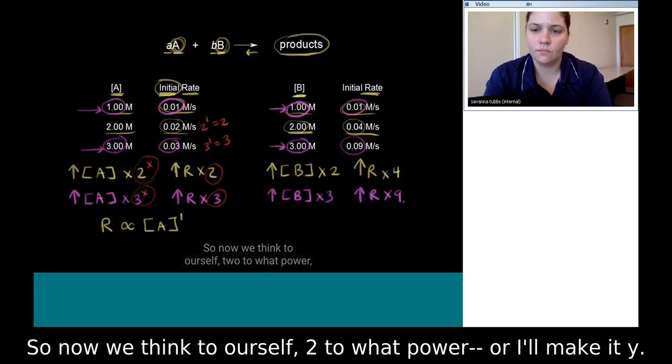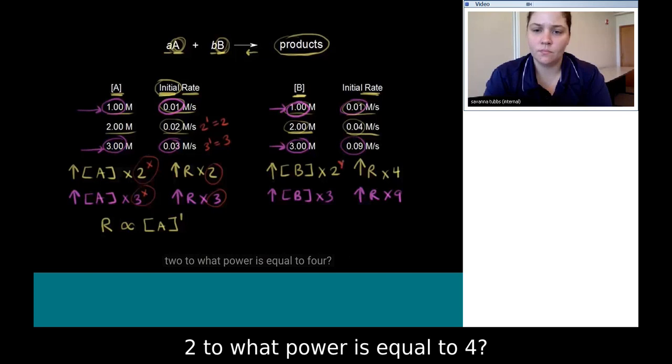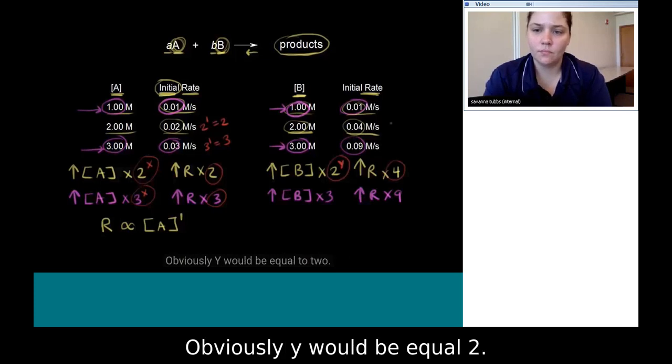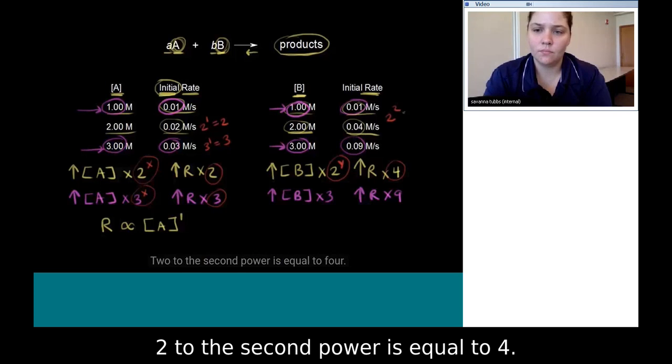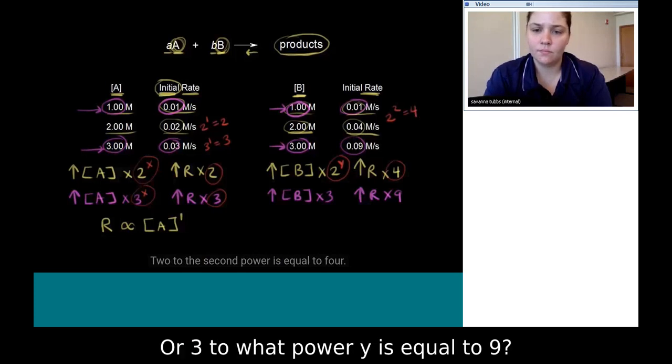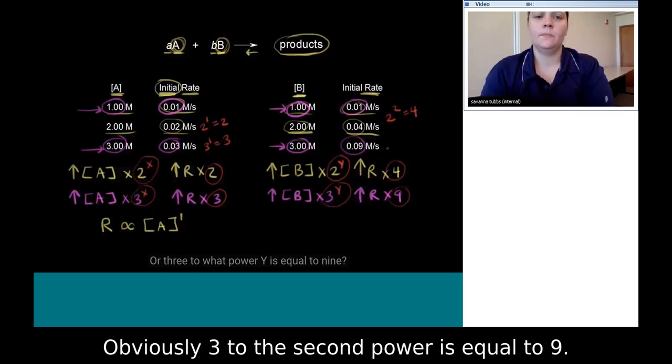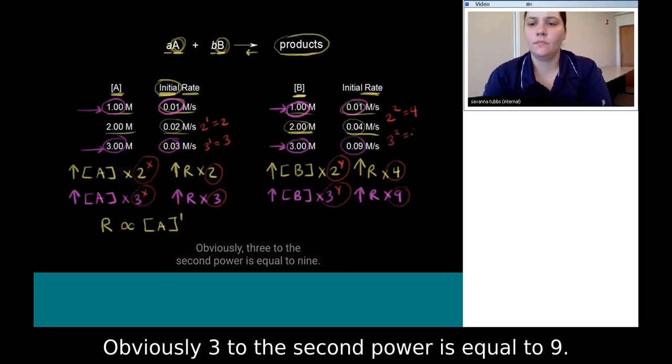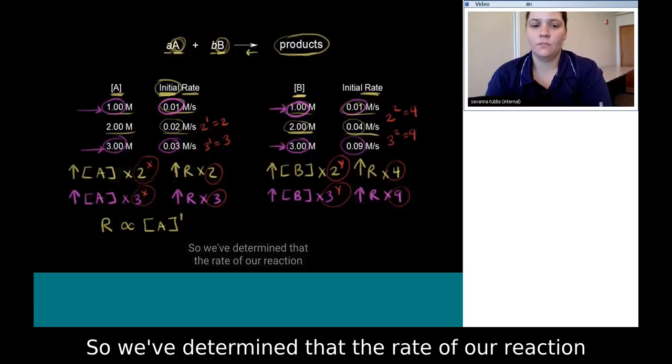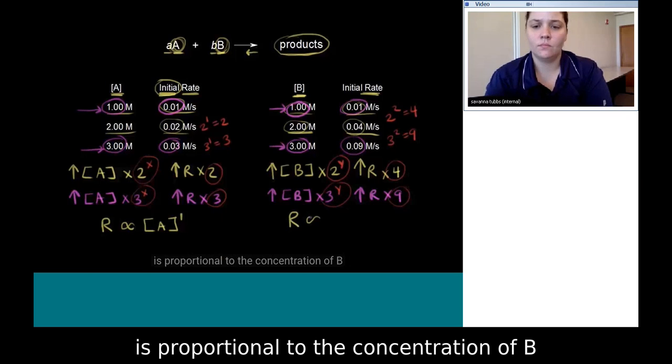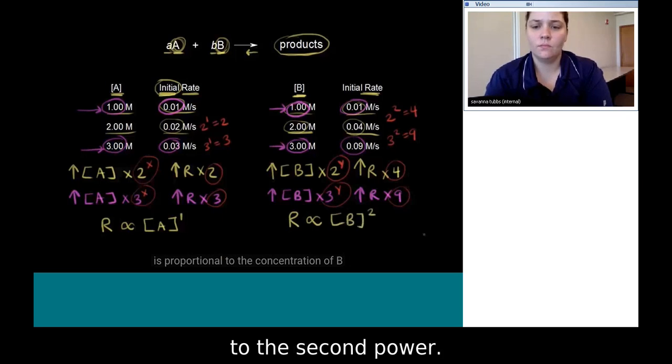So now we think to ourselves, 2 to what power, I'll make it y, is equal to 4? Obviously, y would be equal to 2. 2 to the second power is equal to 4. Or 3 to what power y is equal to 9? Obviously, 3 to the second power is equal to 9. So we've determined that the rate of our reaction is proportional to the concentration of B to the second power.